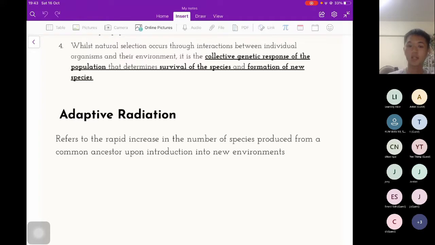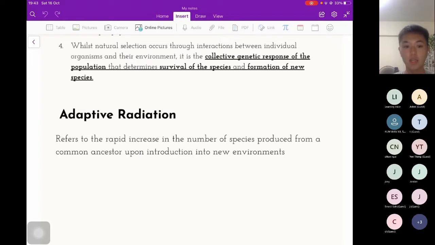How you identify adaptive radiation from normal speciation events is basically, you look at your one common ancestor and how many species came about after this one common ancestor has been introduced into different environments. So if it is a rapid increase in the number of species formed, it is adaptive radiation. If it is just two different species coming out from one common ancestor, it is just a normal speciation event. It is just microevolution. Okay?